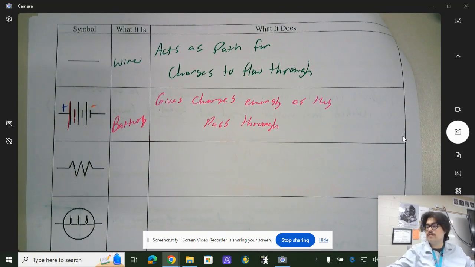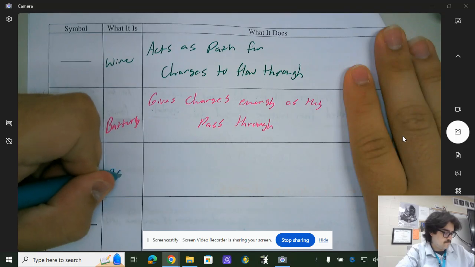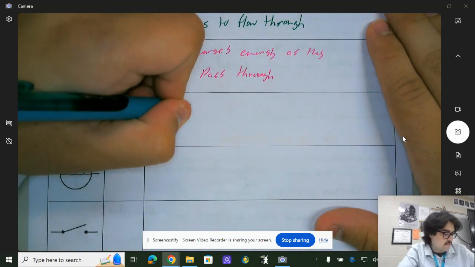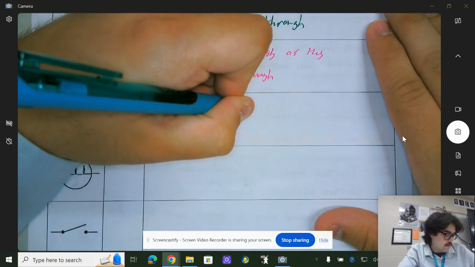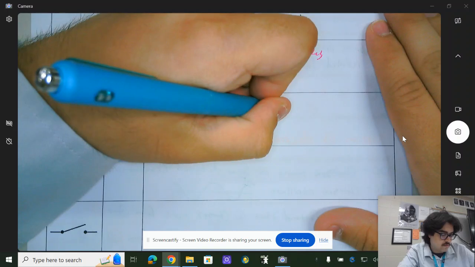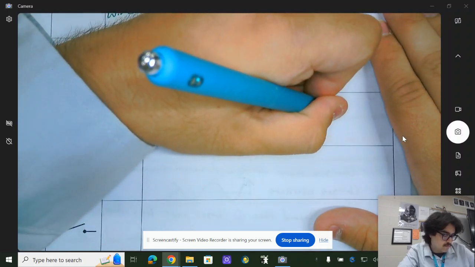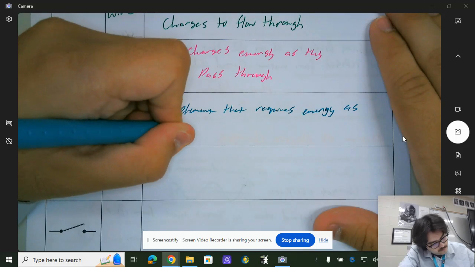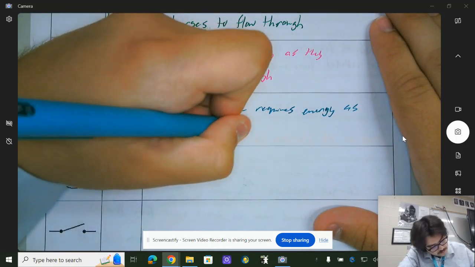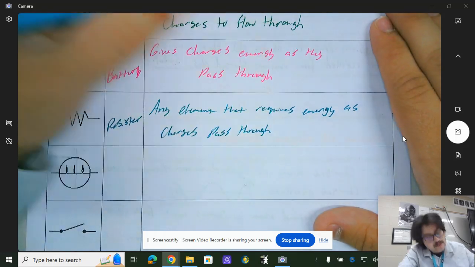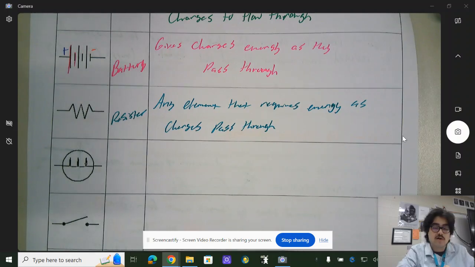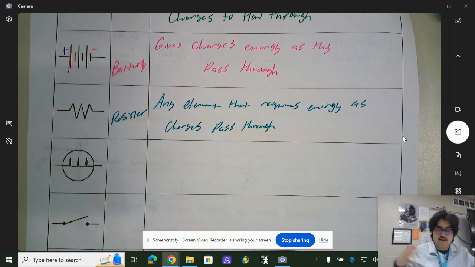This squiggly line here is a resistor. A resistor is any element that requires energy as charges pass through. Anything that plugs into the wall is technically a resistor, because all of those things that plug into the walls require energy.